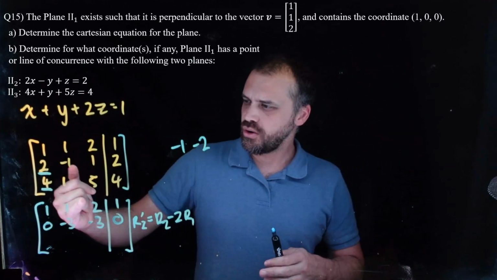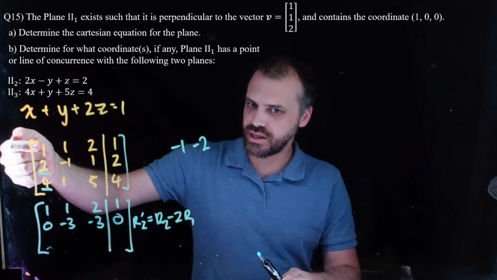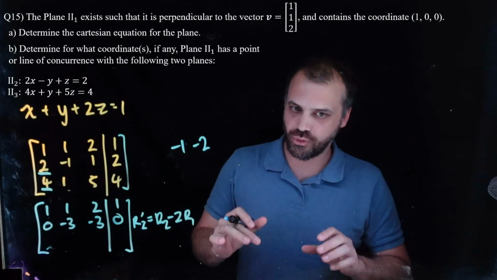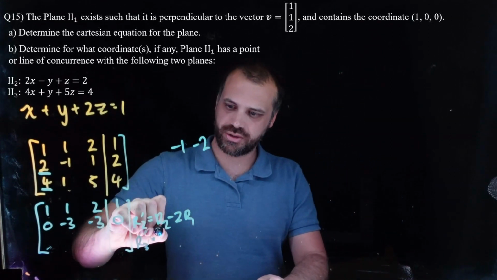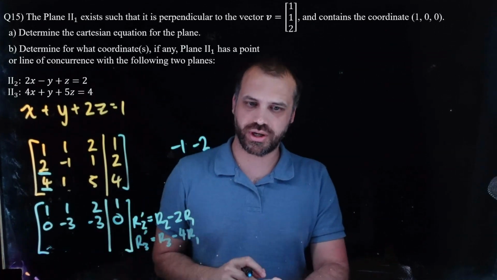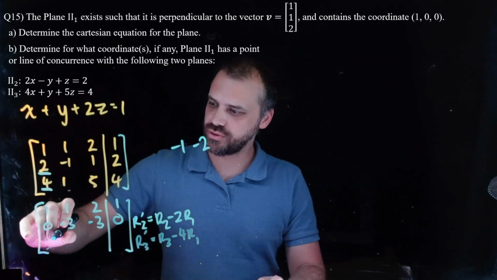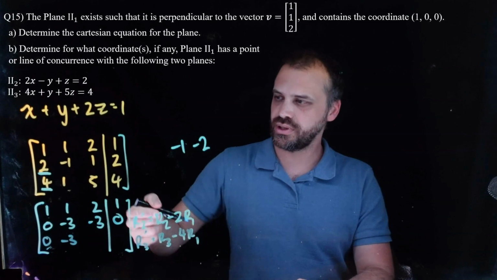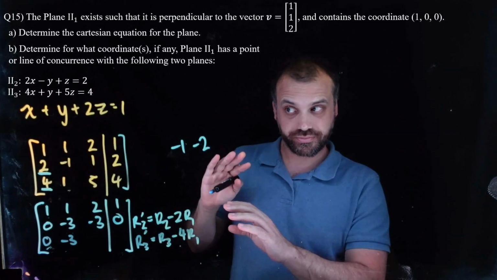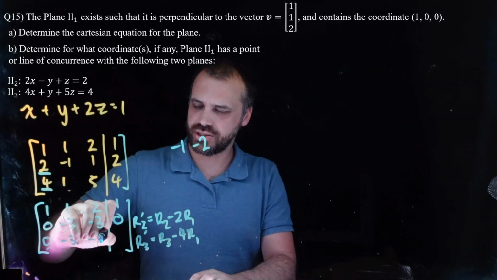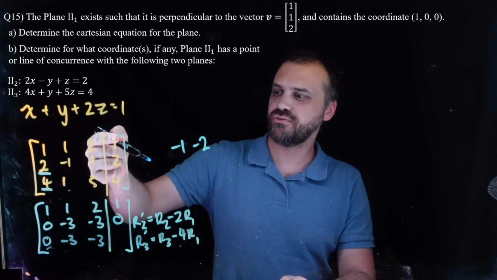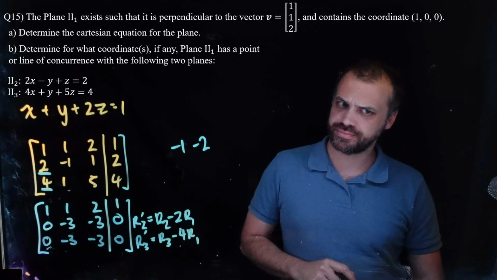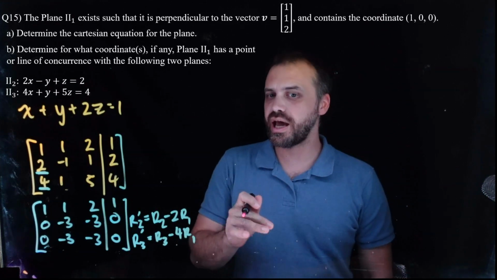Next up, what multiple of row 1 do I need to subtract from row 3 to make 4 into 0? 4. So the new row 3 is going to be equal to the old row 3 minus 4 times row 1. 4 minus 4 is 0. 1 minus 4 is minus 3. And 5 minus 8 is minus 3. And 4 minus 4 is 0. Interesting, but let's proceed as planned.